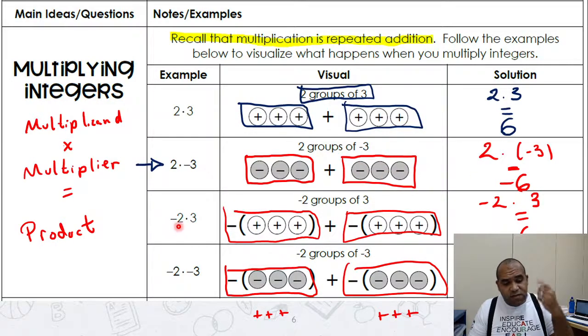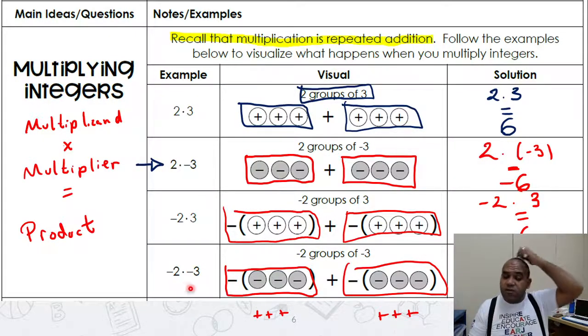And here, negative 2 times 3. It means I have two groups of the number 3, but we're going to make it negative. Remember, the two negatives mean I have two negative signs here, as you can see. I'm going to make the result negative. Negative 2 times 3 is negative 6.